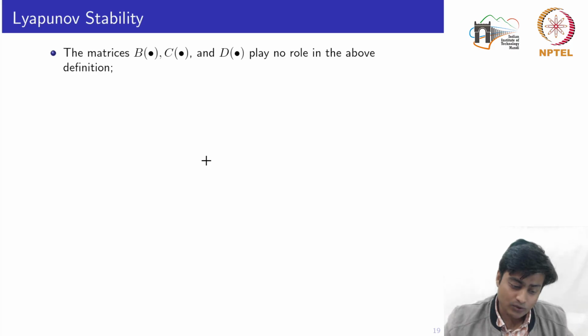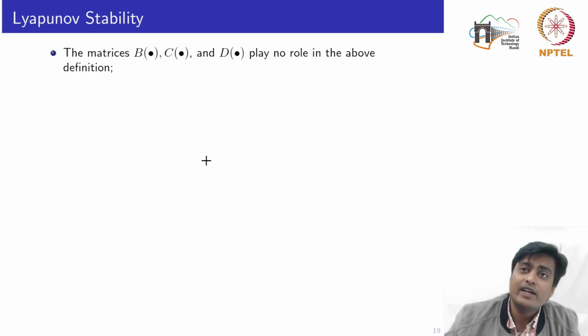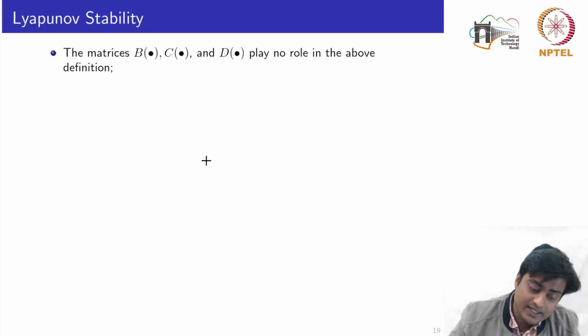One important thing to notice here is that although we have defined the system in terms of the ABCD matrices, the rest of the matrices except the A matrix played no role in the above definition.